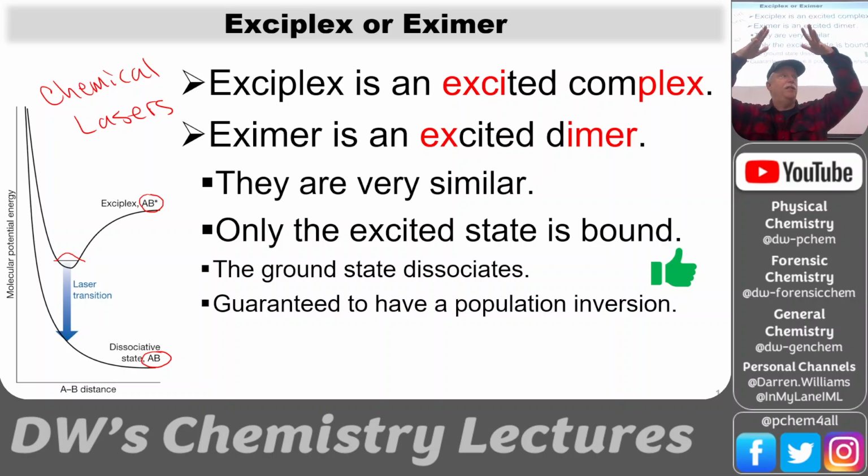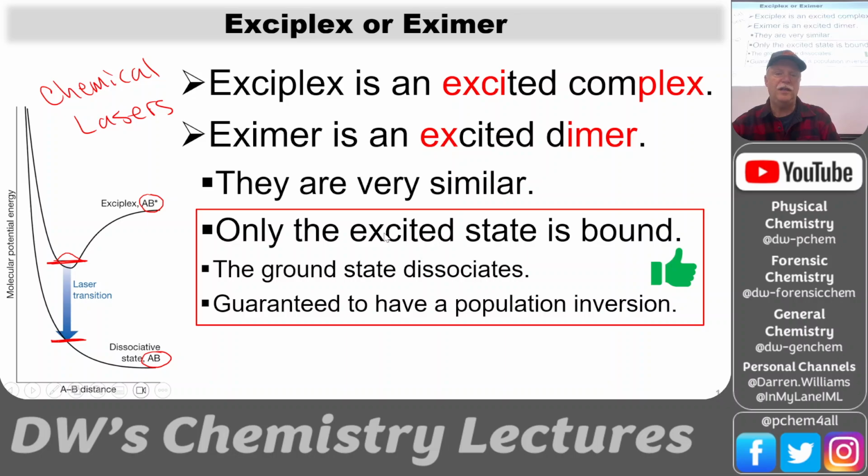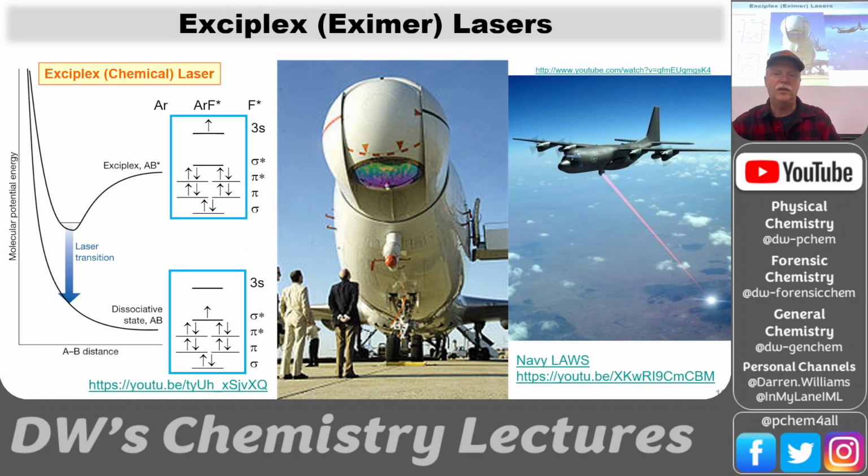So it only exists in the excited state. So we have a population inversion. The excited state has dimers, and the ground state does not. And then we put it in a resonant cavity that chooses this particular wavelength of light, and then we have a laser. Now, these are very common. If you've had LASIK surgery, then you've experienced this. This is what they use to produce the UV light that blows out part of your cornea.